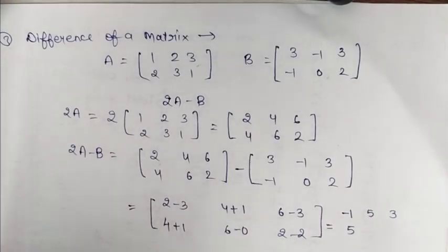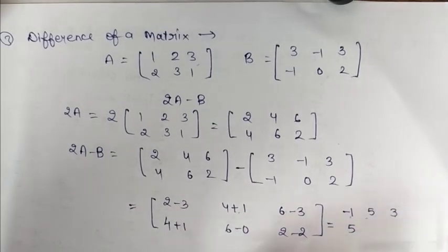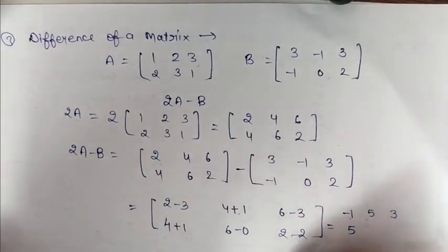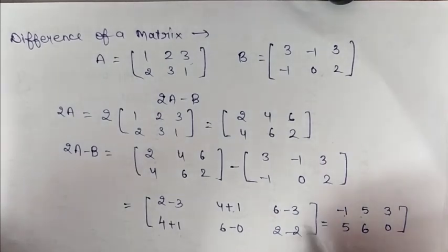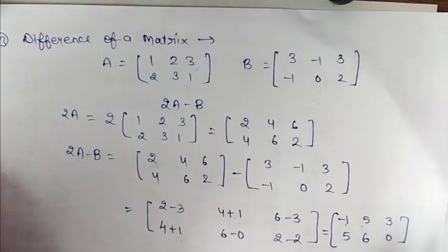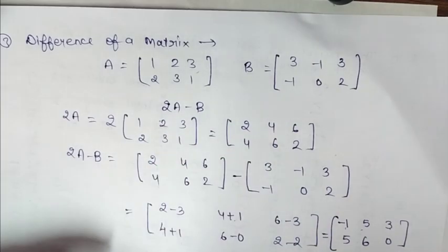So the required result will be 2 minus 3, that is minus 1, 4 plus 1, that is 5, 6 minus 3, that is 3, 4 plus 1, that is 5, 6 minus 0, we have 6, and 2 minus 2, that is 0. So this is our required result when we subtract b from 2a. Okay, that's it.